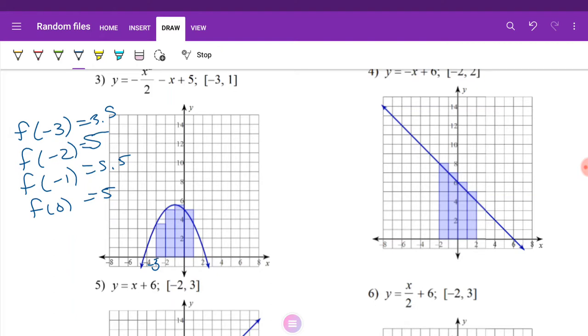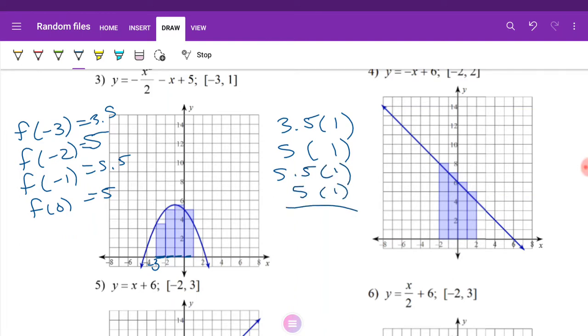In this instance, all the boxes are 1 unit wide. So remember, area is length times width. 3.5 times 1, 5 times 1, 5.5 times 1, and 5 times 1. Now obviously, since they're all times 1, you don't need to count them, but it won't always be that way. The next one we'll do is one that'll be a half. So that will change the problem, but in this instance it doesn't because they're all 1 unit wide. You should get 19.